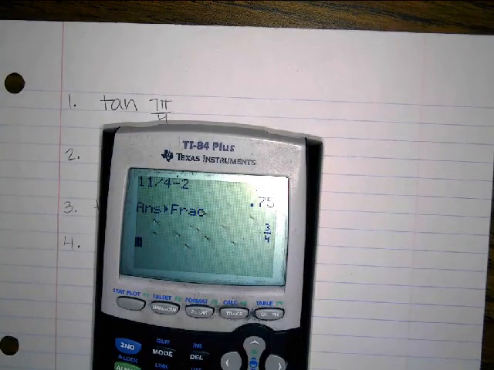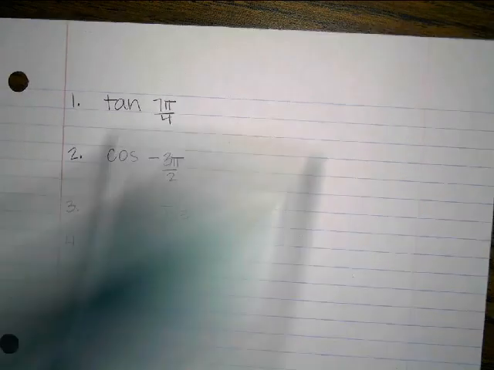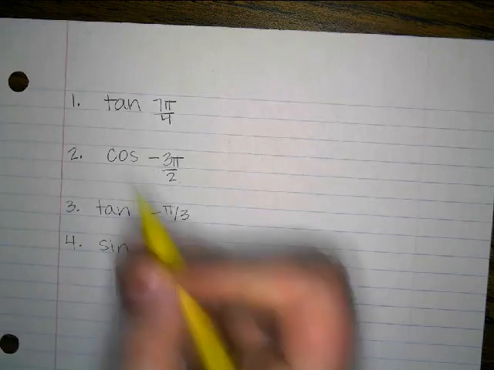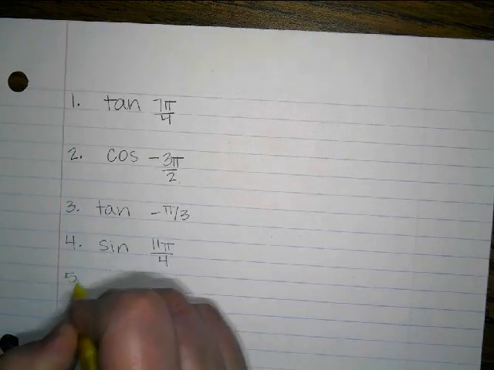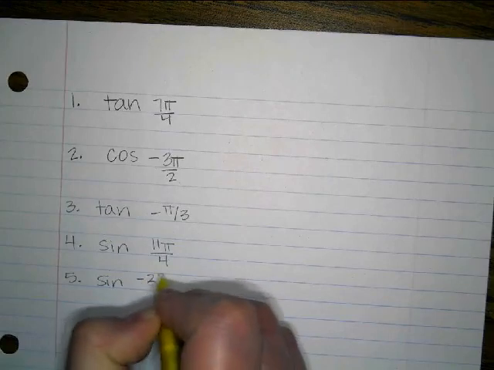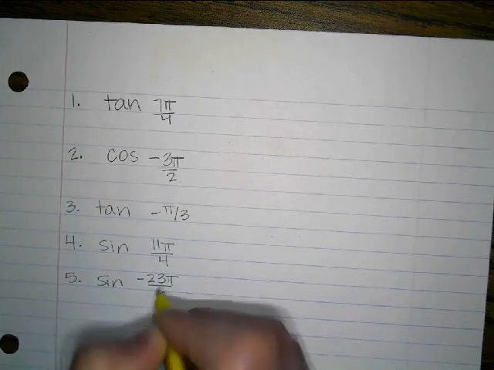All right, let's do sine negative 23 pi sixths. I literally just showed you the strategy. Sine negative 23 pi sixths.